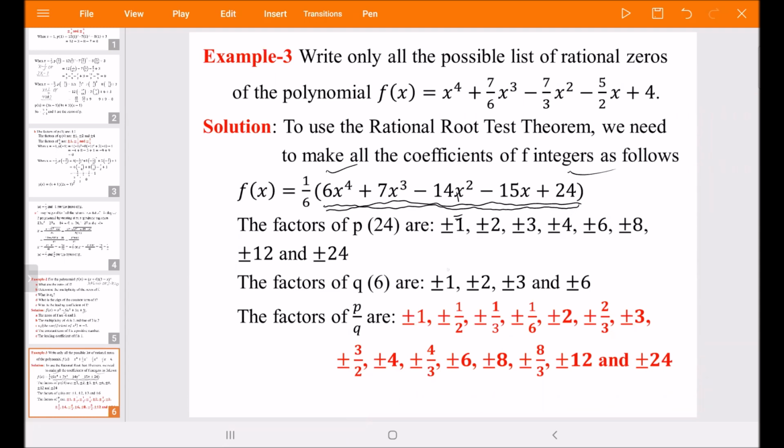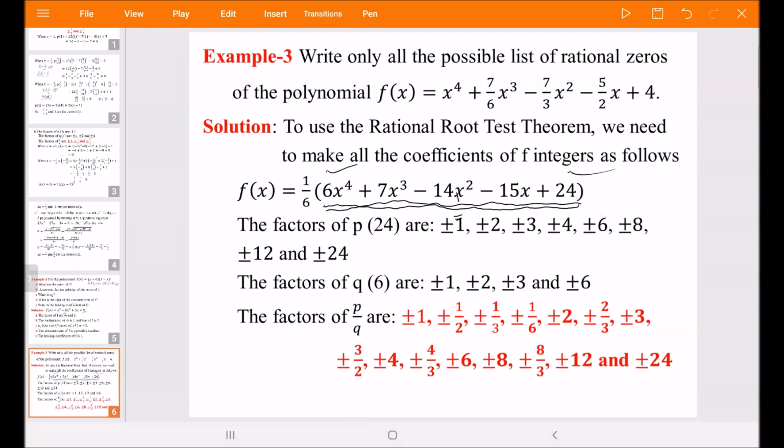Then 4 over 1 is 4, so plus or minus 4. 4 over 2, it is 2, already mentioned. 4 over 3, we didn't mention it so far, so plus or minus 4 over 3. 4 over 6 in its simplest form is 2 over 3. It is already mentioned. So pass to the next number and consider the factors of P over Q whose numerators are 6.